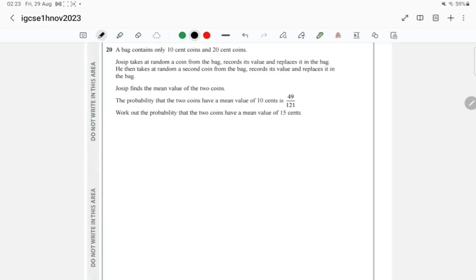Question 20. A bag contains only 10-cent and 20-cent coins. So only two possibilities, 10s and 20s. Now Joseph takes a coin at random from the bag, records its value, and replaces it in the bag. He then takes at random a second coin from the bag, records its value, and places it in the bag. Now Joseph finds the mean value of the two coins. The probability that the two coins have a mean value of 10 cents is 49 out of 121. So what does that mean? It means that he got a 10 and then another 10, and this would be 49 over 121, right?